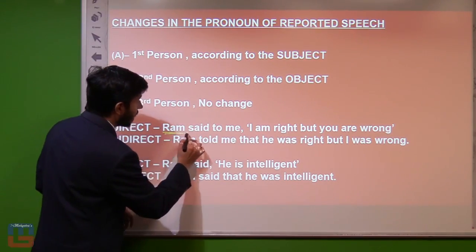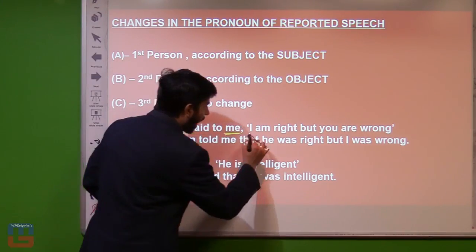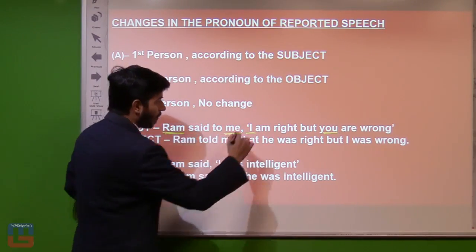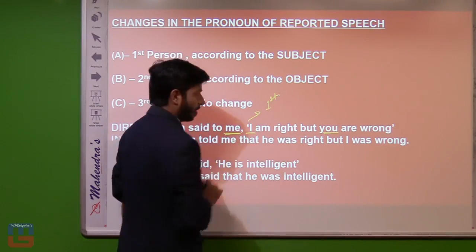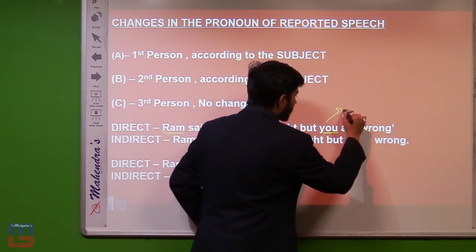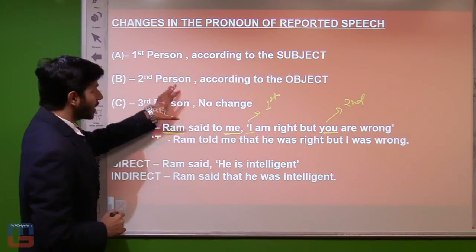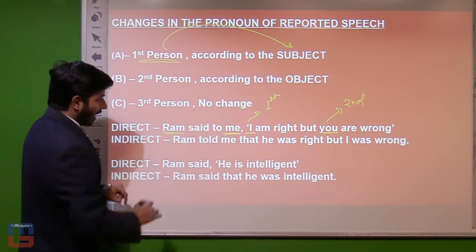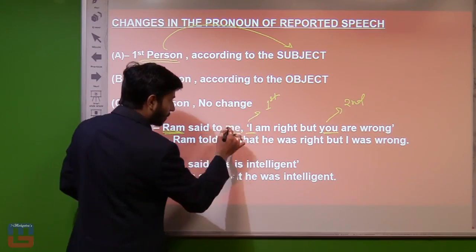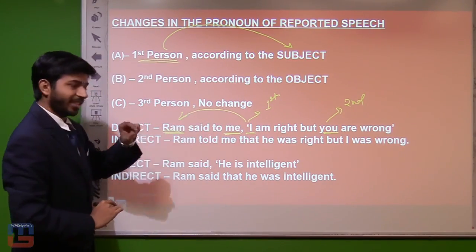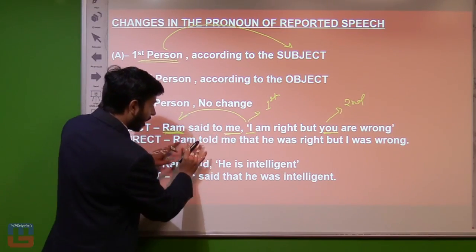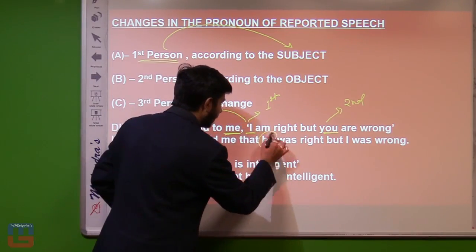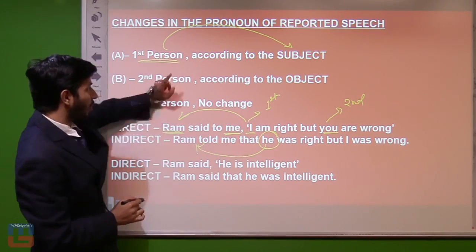Here, Ram said to me, "I am right, but you are wrong." I is the first person, and you is the second person. The rule says first person according to the subject. The subject is Ram, I is first person, so it should be changed according to the subject. Therefore, Ram told me that, what word should we use for Ram? Exactly, he should be used. So first person according to the subject.